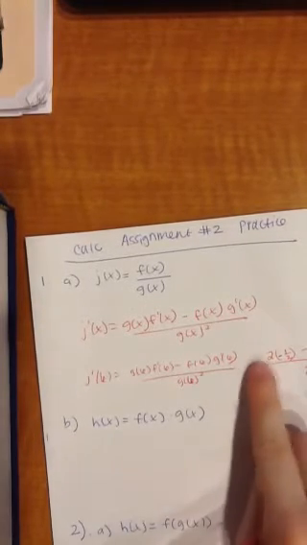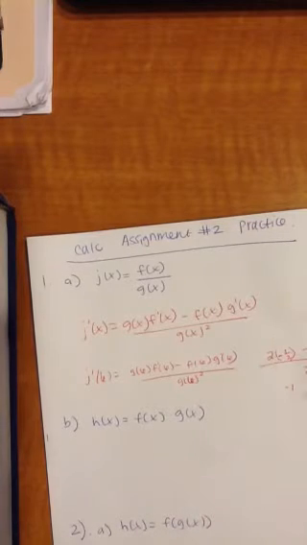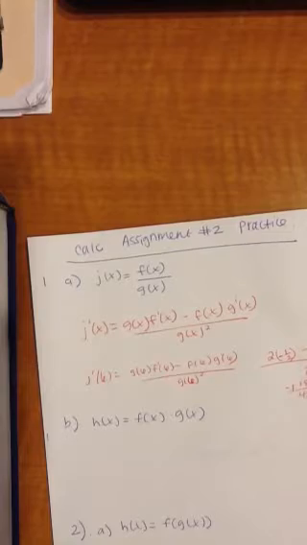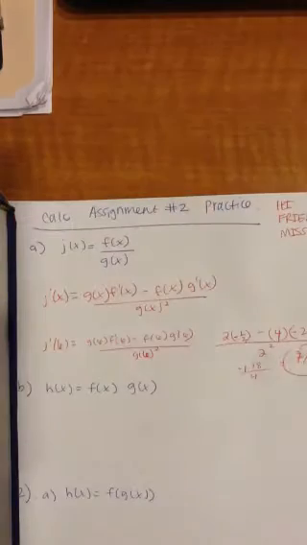And now we simplify. 2 times -1/2 is -1. This is -4 times -2, which is +8, over 2 squared, which is 4. -1 plus 8 is 7 over 4. There's your answer.